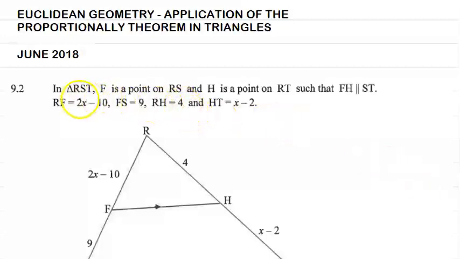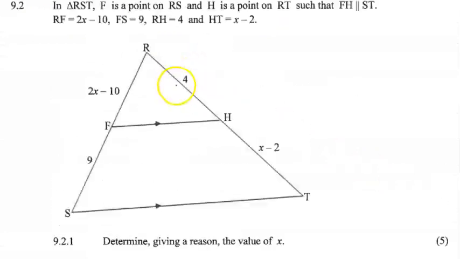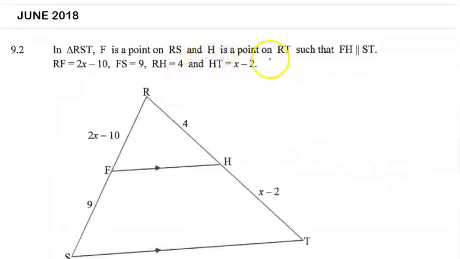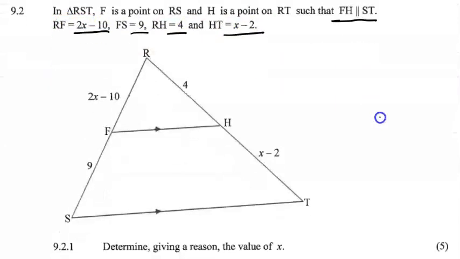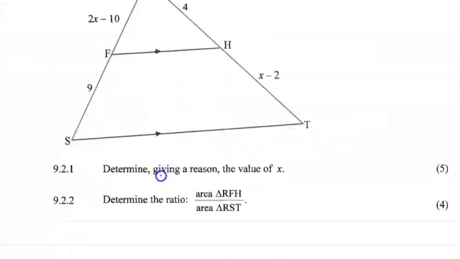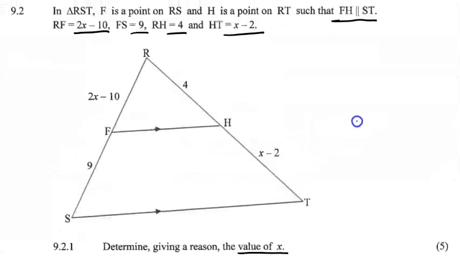It says that in triangle RST, F is a point on RS and H is a point on RT such that FH is parallel to ST. RF is equal to 2x minus 10, FS is equal to 9, RH is equal to 4, and HT is equal to x minus 2. Now, it says determine, giving reasons, the value of x. So let's look at that.